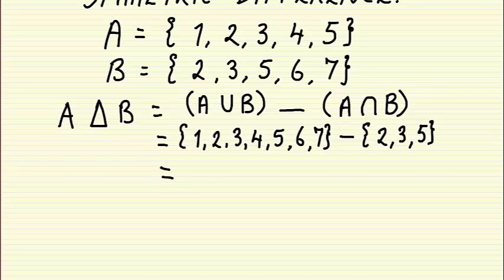Okay, so remember the difference operation will remove from the set on the left-hand side of the operator all of the elements that are contained in the right-hand side set of the operator. So in this case, we want to remove the elements 2, 3 and 5 from the set here, the union. So the resultant set then would be 1, 4, 6 and 7.